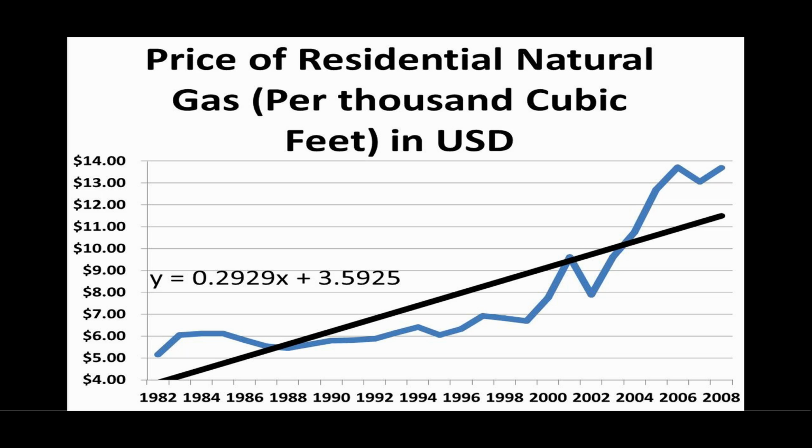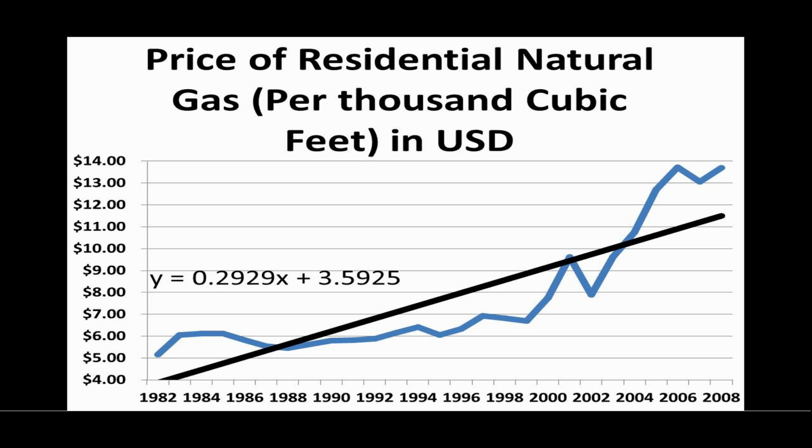This next graph is for the price of residential natural gas in US dollars, starting in 1982, and you can see how it's gone up over time. And the black line is a linear regression line that best describes the changes of the price of natural gas over that period of time. The equation for that line is y equals 0.2929x plus 3.5925.